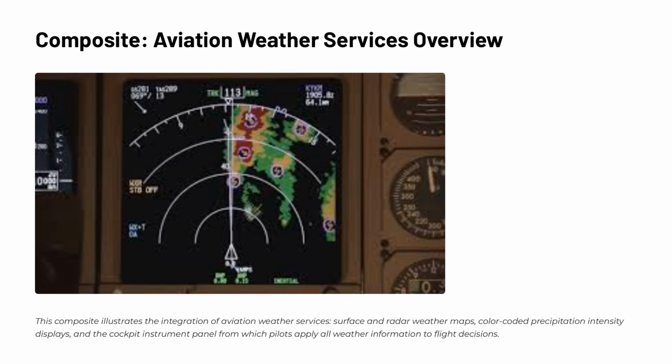The cockpit instrument panel shown here represents the critical point where all of that information converges, where a pilot must synthesize data from multiple sources and translate it into real-time flight decisions. Understanding each individual service is important, but the true skill lies in integrating them effectively. As you continue your training, practice reading these resources together rather than in isolation. Weather decision-making in aviation is rarely based on a single source, and building the habit of cross-referencing multiple services will make you a safer and more confident pilot.